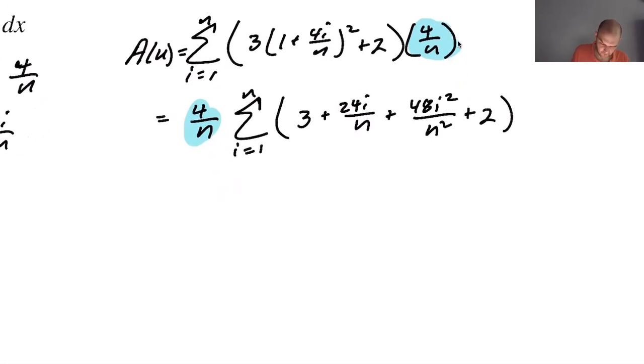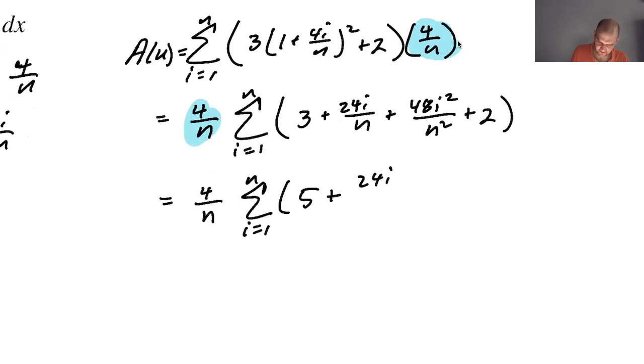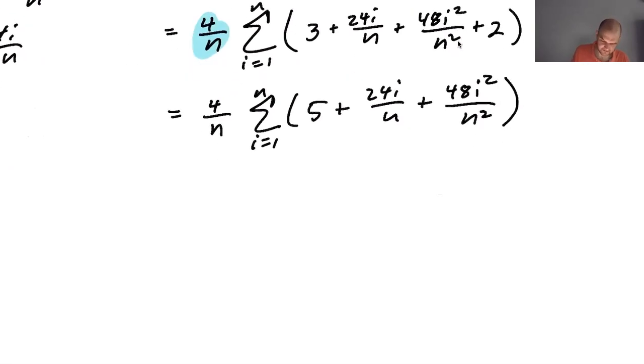Okay, so one more step, I think, and then we'll use formulas. And so we get 5 plus, there's nothing to simplify, 24i over n plus 48i squared over n squared. So you just have to have confidence when you're doing these.